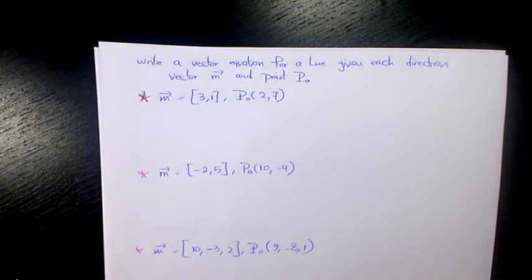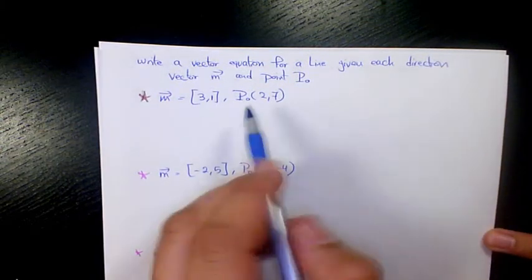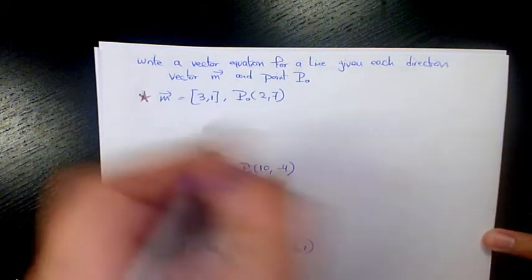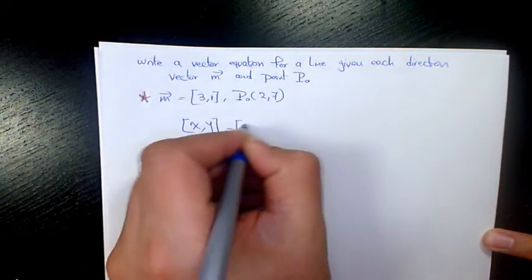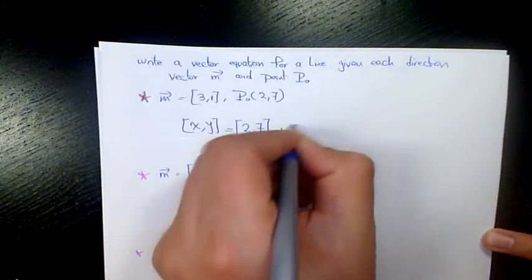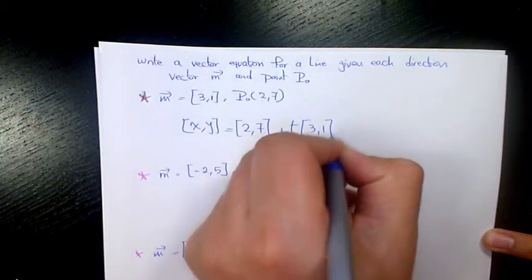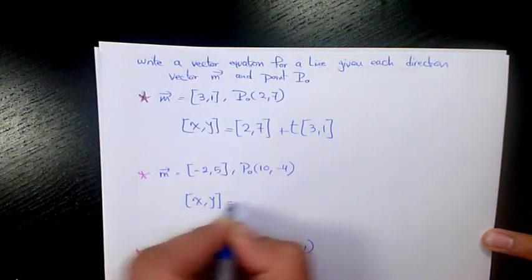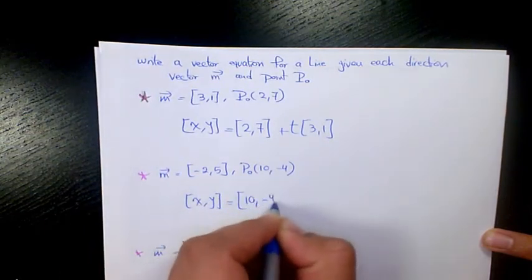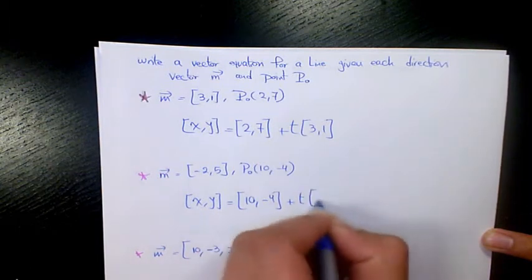Next one, it says write a vector equation for a line given each direction vector m and point p. It is very simple. You're going to say x and y equals 2 and 7 plus t times 3, 1. And here we have x and y equals 10 and negative 4 plus t times negative 2 and 5.